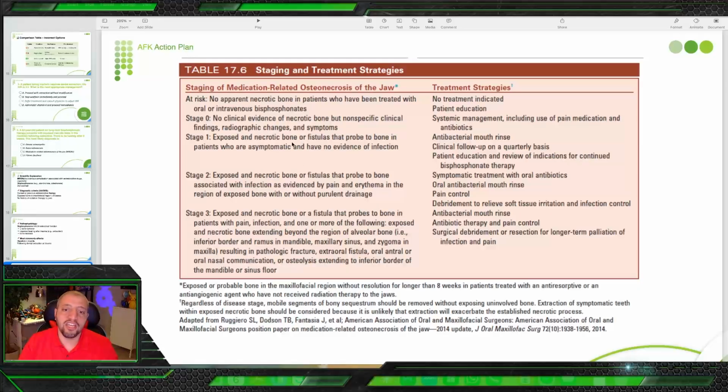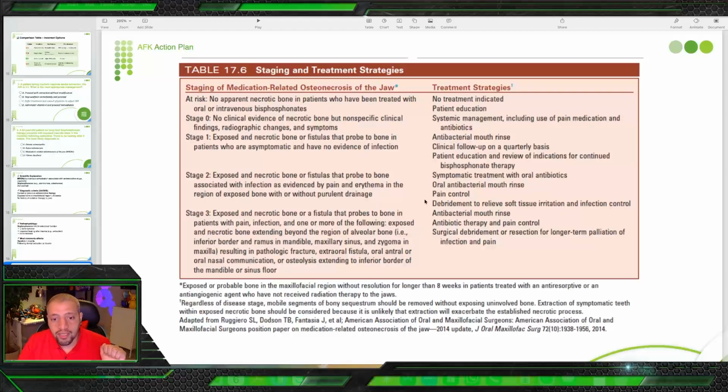Moving to the next stage. The patient comes after some time, with exposed bone or a fistula that probes to the bone, with infection, pain, erythema in the region of exposed bone, without pus. Management: oral antibiotic, because here we have some systemic manifestation, oral antibacterial mouth rinse, pain control, and debridement to relieve soft tissue irritation. Do you see any cutting of the bone? No. Do you see any cutting of the bone? Not yet. Here you have no drainage, no pus, exposed bone, the patient has symptoms, antibiotic, painkiller, and that's it.